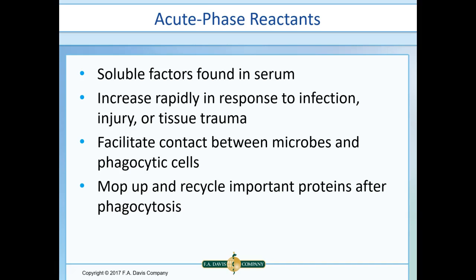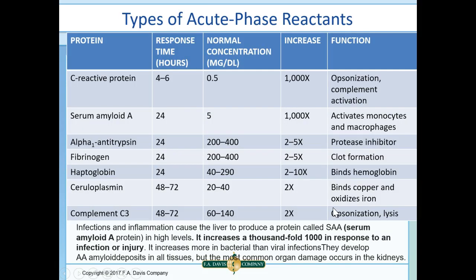It also facilitates contact between microbes and phagocytic cells. Okay, think of it as the A1 steak sauce, kind of like opsonins that we'll talk about. Okay, it makes things more delicious. It mops up and recycles important proteins after phagocytosis as well. So here's a chart that I'll share with you and some important things that you need to know.